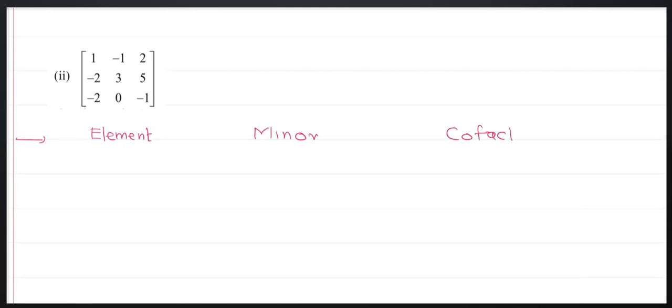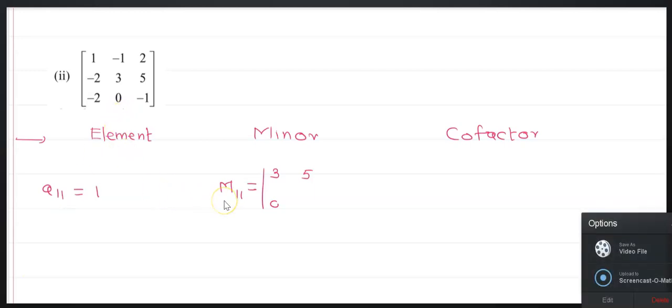Minor and the cofactor. The first element A11 is 1. Therefore, its minor M11 is equal to... Now see this. How to select this M11: see this horizontally and vertically downward direction. Then you will get this element. And this is the minor of A11.